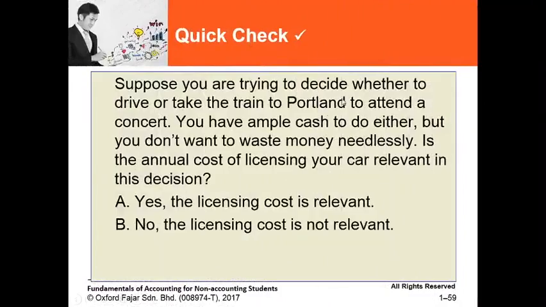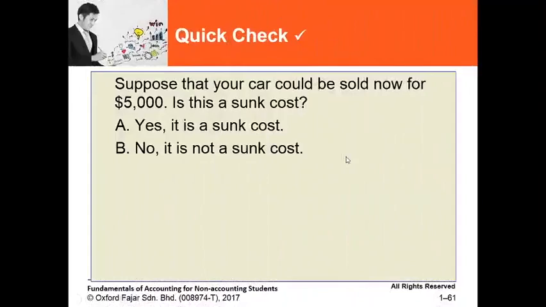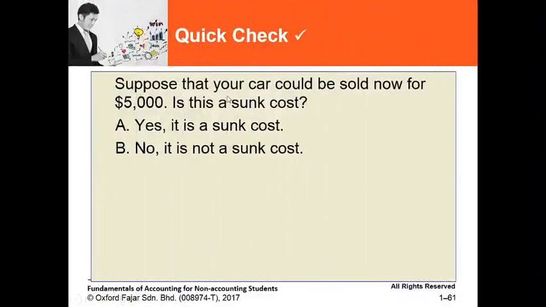Okay, so you can look at this another example. The last one is, suppose that your car could be sold now for 5,000 ringgit. Is this a sunk cost? No, it is not a sunk cost because this 5,000 is the potential price in the future, so that you can sell the car. Therefore, it has not happened. It hasn't been incurred. Therefore, it is still a relevant cost, not a sunk cost. A sunk cost is something that has been paid or incurred in the past. Therefore, it's not relevant in the present and future times.